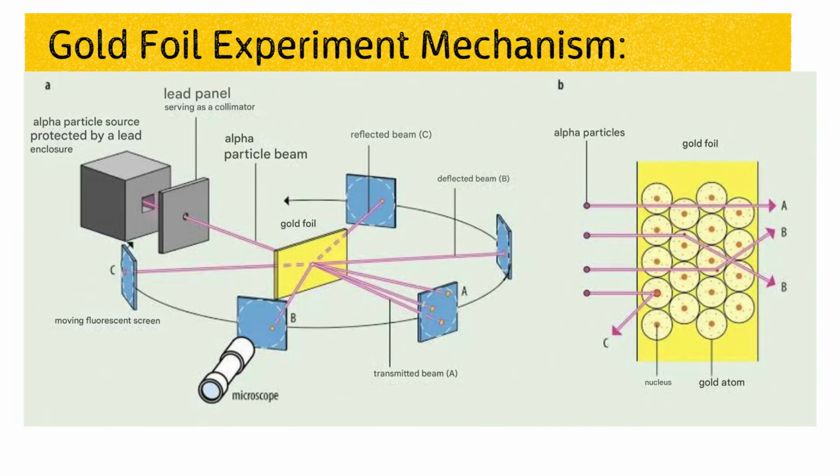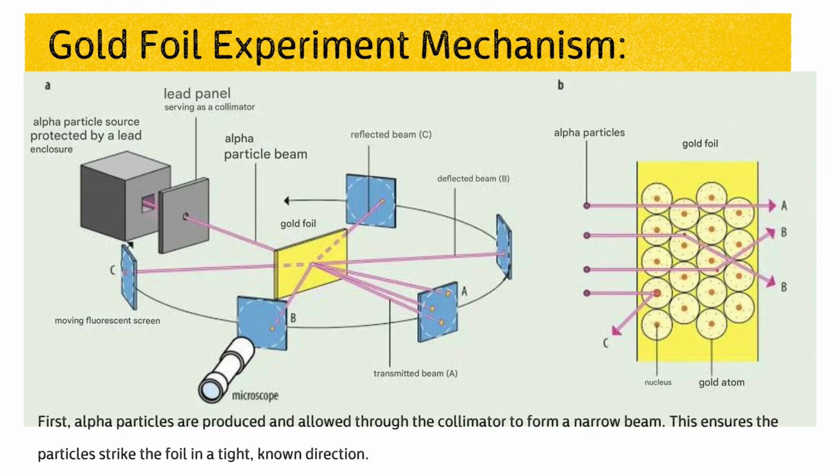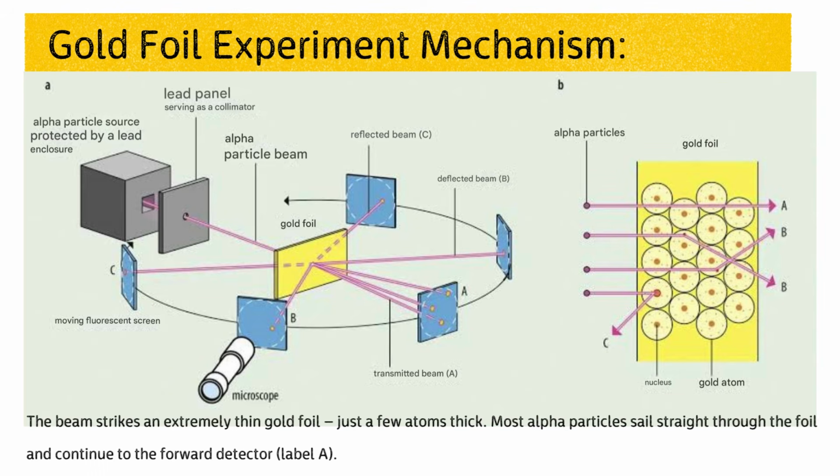Now we see the gold foil experiment mechanism. Step 1. Produce the beam. First, alpha particles are produced and allowed through the collimator to form a narrow beam. This ensures the particles strike the foil in a tight, known direction. Step 2. Strike the thin gold foil. The beam strikes an extremely thin gold foil, just a few atoms thick. Most alpha particles sail straight through the foil and continue to the forward detector, label A.